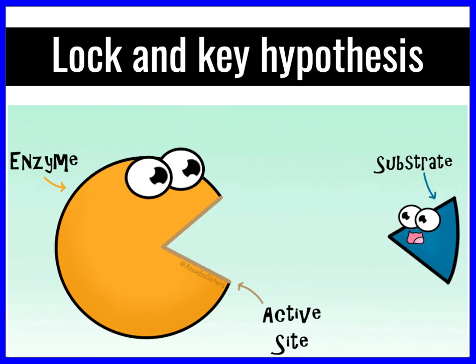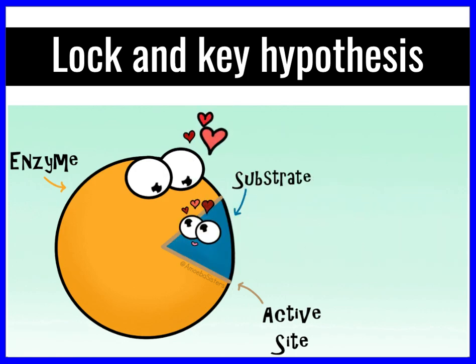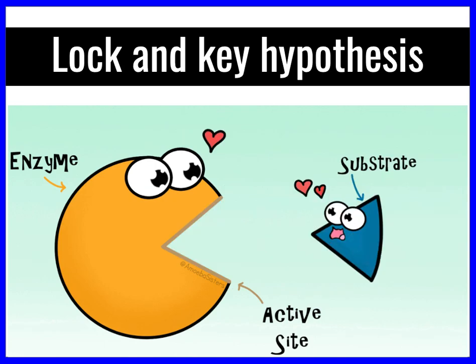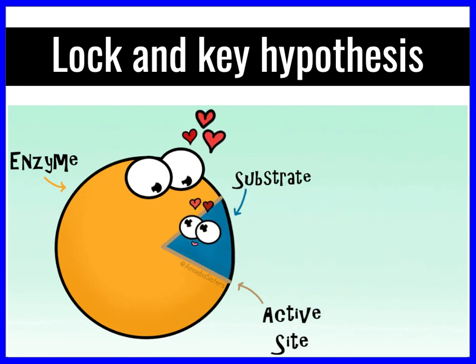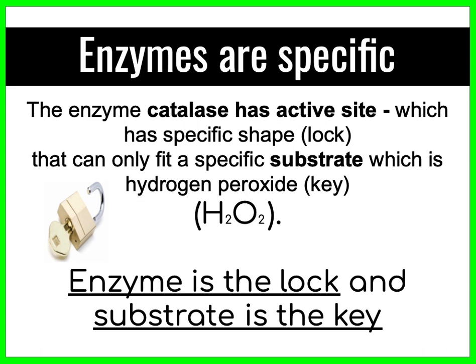Lesson 3 of topic 3, enzymes, about the lock and key hypothesis. One of the characteristics of enzymes is that they are specific. They are specific because an enzyme has an active site, and this active site has a specific shape.